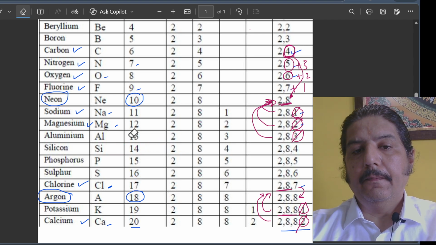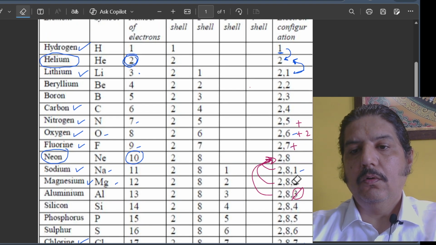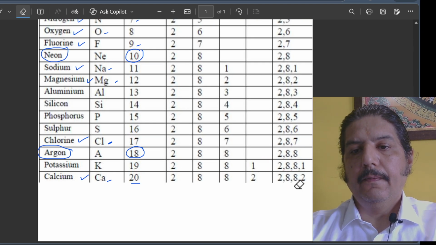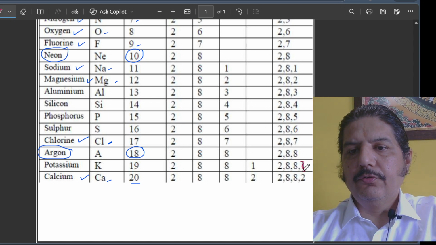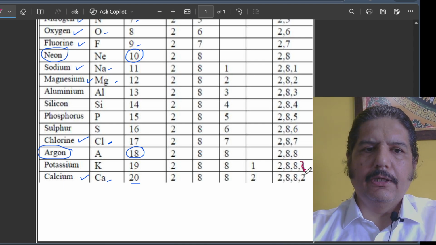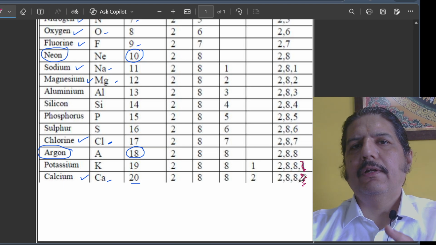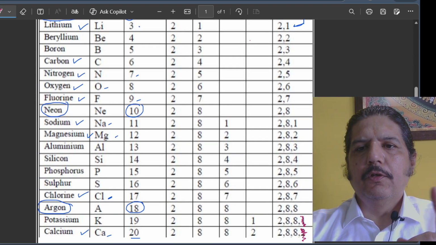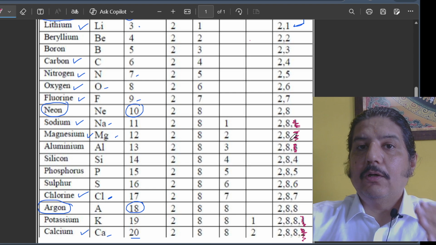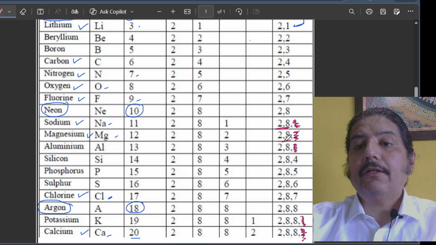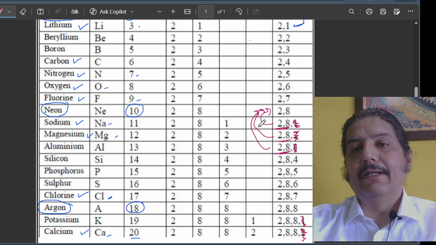Now, what does the octet configuration mean? So, for example, if potassium loses one electron, it will have 8 electrons in the outermost shell. Calcium, if it loses 2 electrons, it will have 8 electrons in the outermost shell. Sodium, by losing one electron, would be 2, 8. Magnesium, 2, 8. Aluminium, 2, 8. They'll have 8 electrons in the outermost shell and they'll have an octet configuration. They will resemble something like neon, the nearest noble gas.